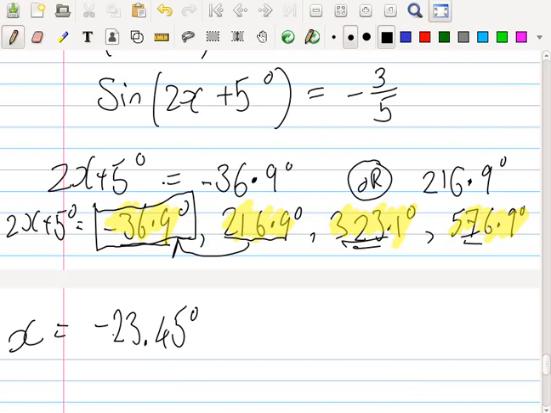Let's see. I'm sorry to tell you this. It's looking like Amjad was right. Minus 36.9. Yeah. Minus 5. I think you owe Amjad an apology. Yeah, it's minus 20.95 degrees. Okay, now, thank you, Amjad.